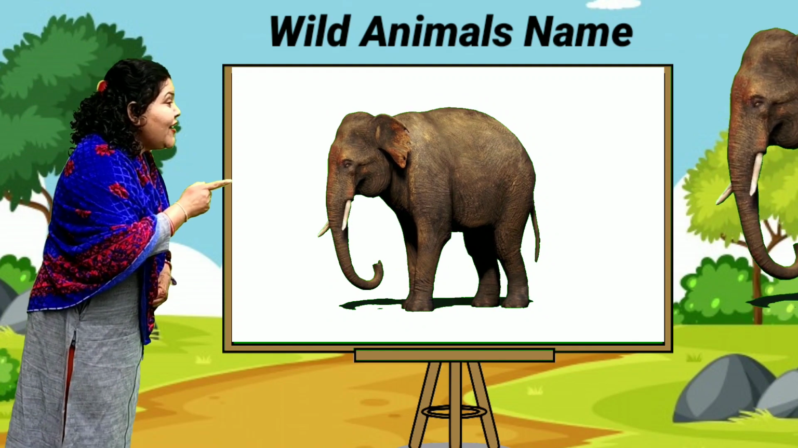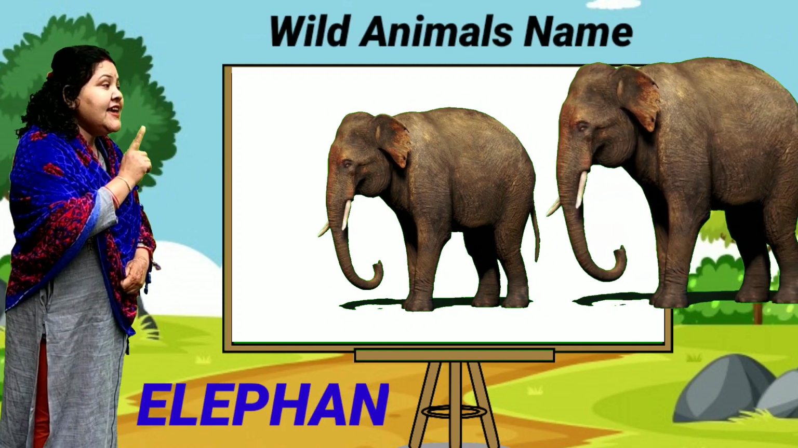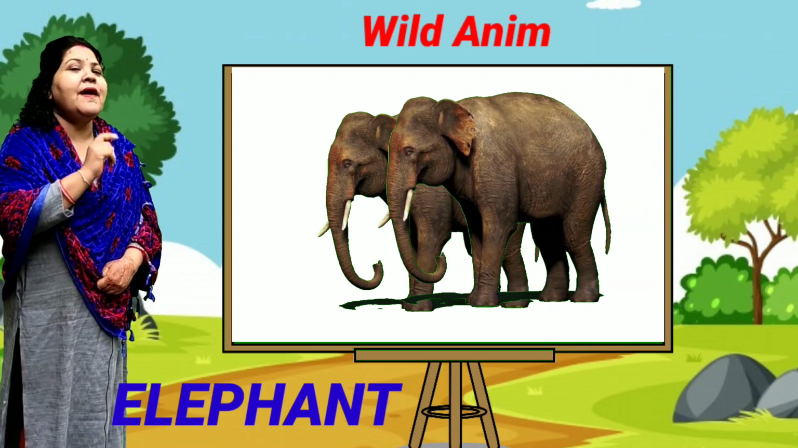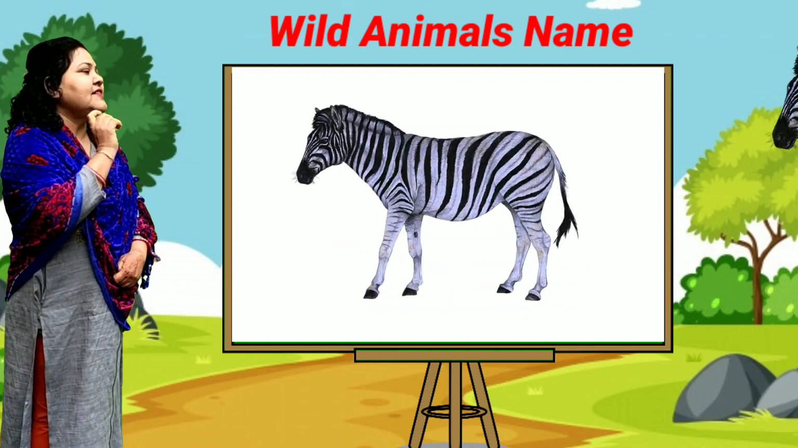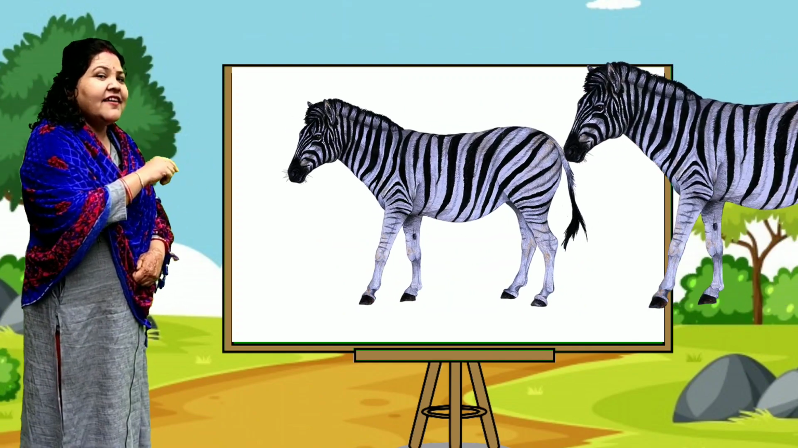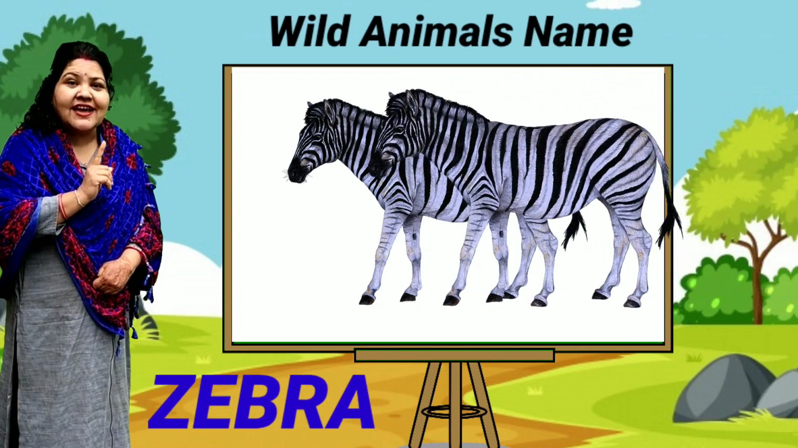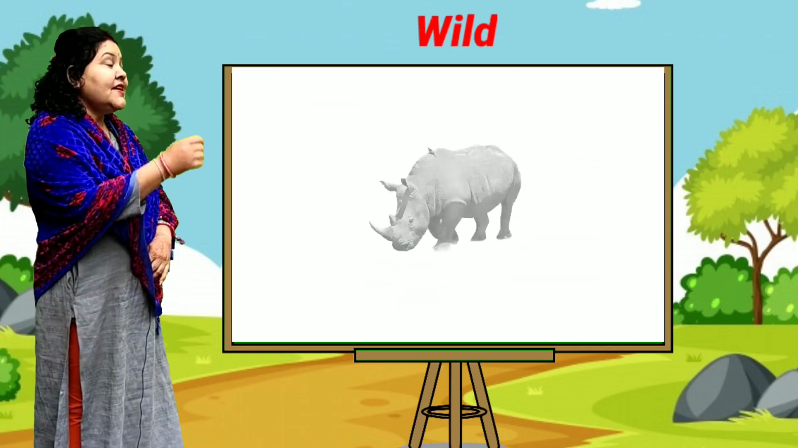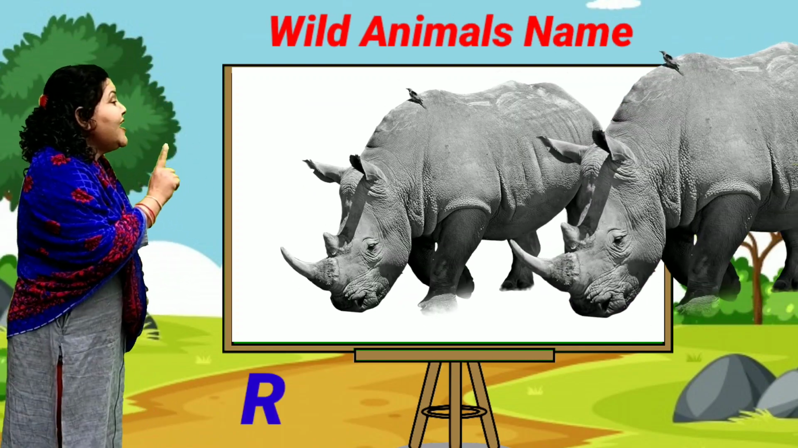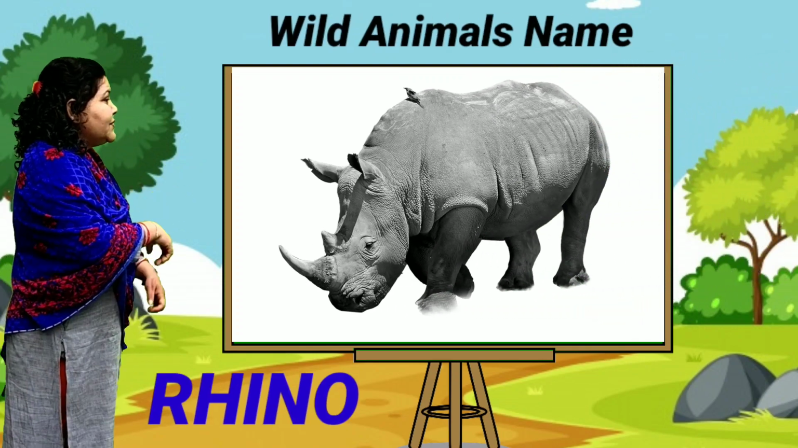This is an elephant. Elephant, E L E P H A N T, elephant. This is a zebra. Zebra, Z E B R A, zebra. This is a rhino. Rhino, R H I N O, rhino.